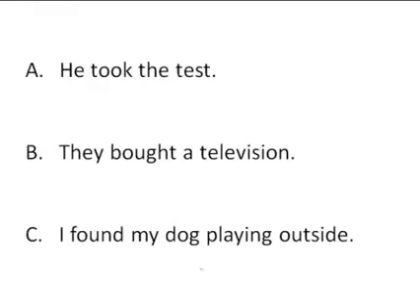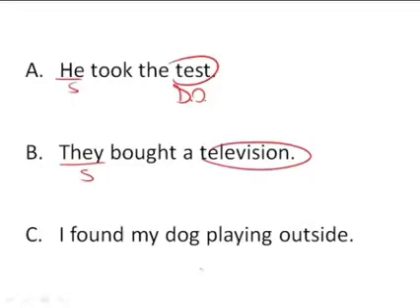So let's try to now identify, with the sentences that are in front of us, where the direct object is. He took the test. Who took the test is the subject, so he is the subject. But we want to, of course, find the direct object. So what did he take? The test. And there's our direct object. Next we have they bought a television. They is the subject. They did the buying. What did they buy? A television. Hence, that is the direct object.